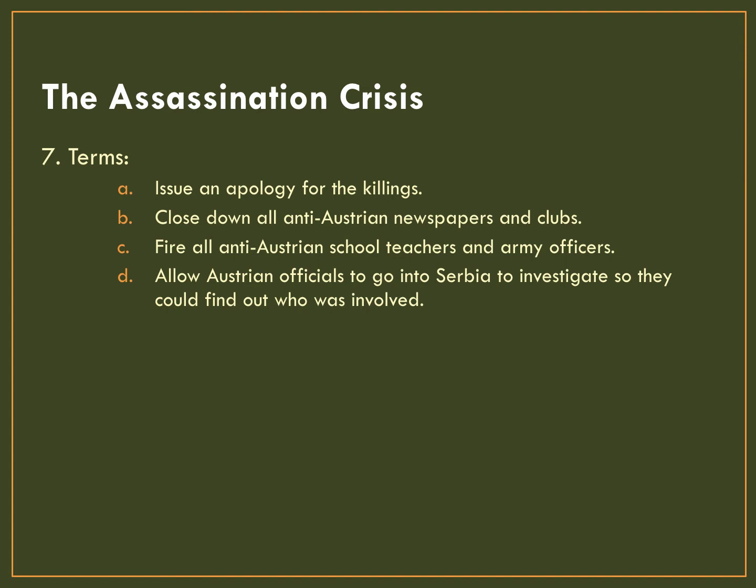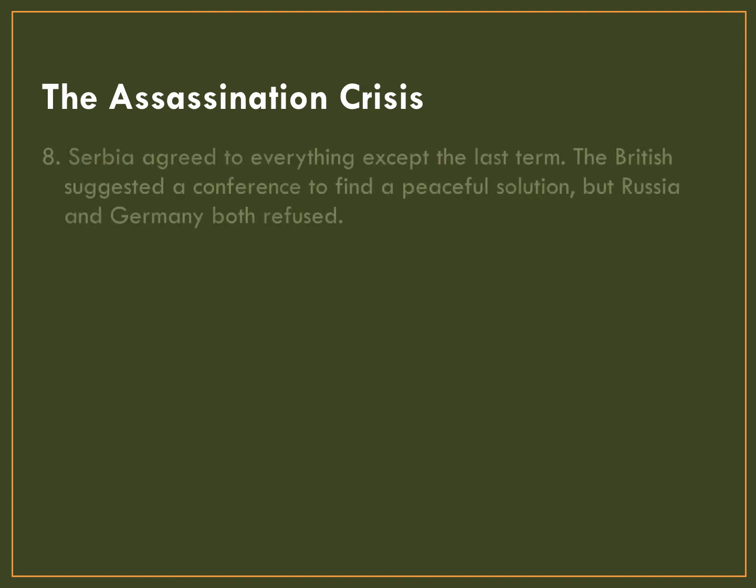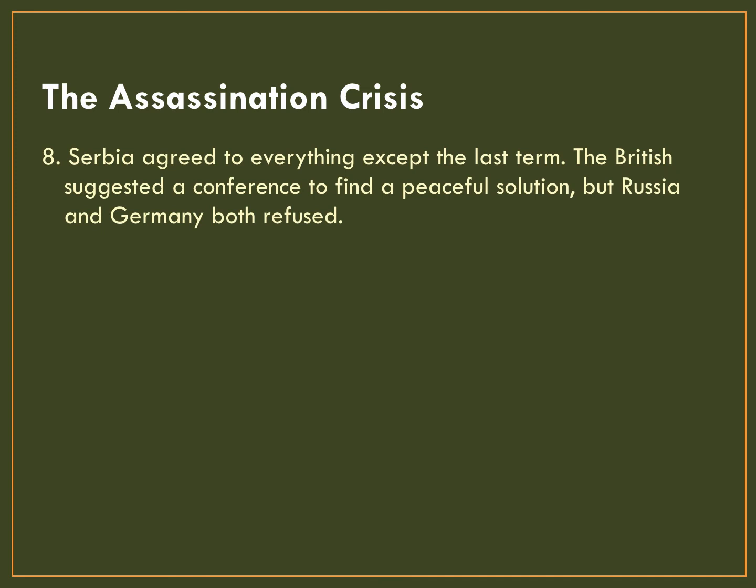But if you allow Austrian officials to go into Serbia and investigate, who knows what they could find. It might be that they find that Serbia is to blame, and then Austria has a real reason to go to war with Serbia. So they didn't want Austrian officials coming into Serbia. And that's the term that they could not agree to. So again, Serbia agreed to everything except the last term, which again, Austria gave them 48 hours to agree to everything. They're not agreeing to everything. That's going to be a problem.